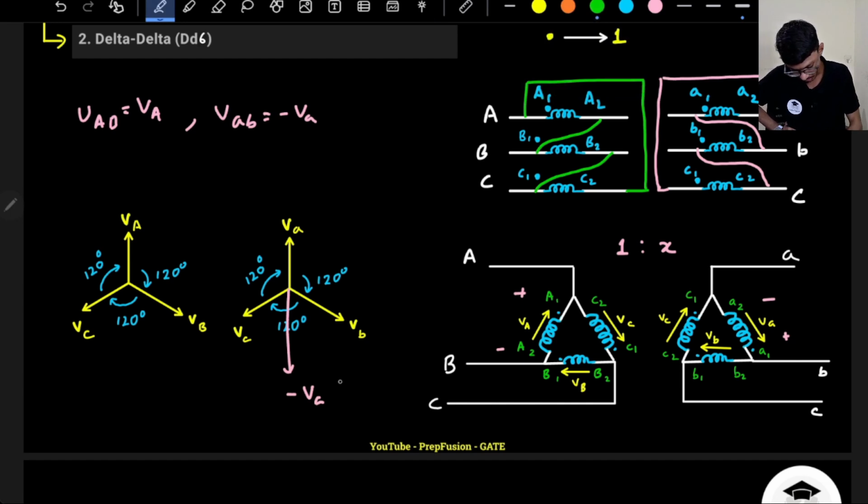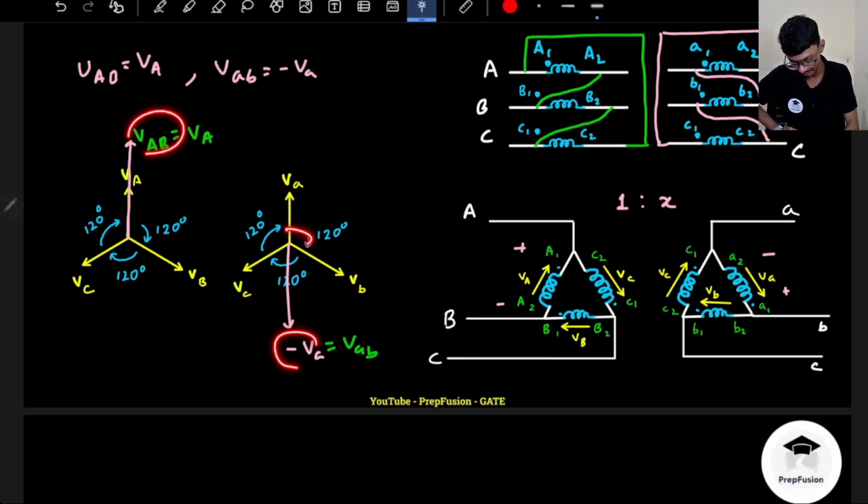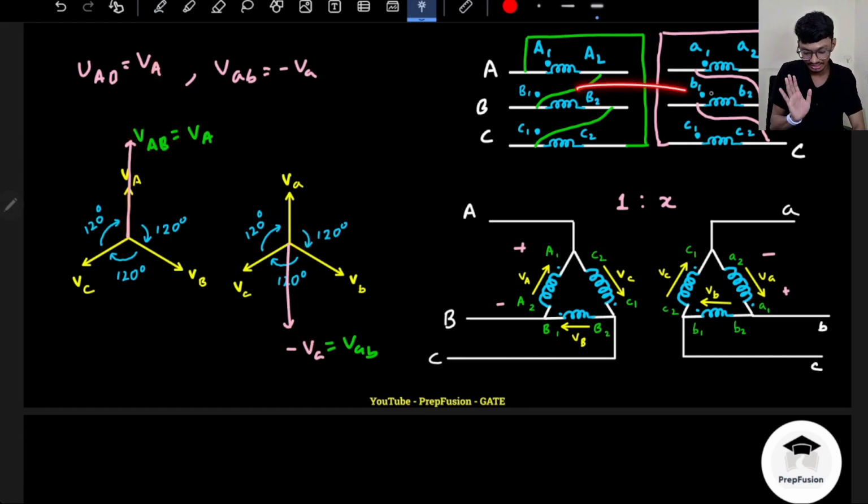So this is my small vab, and my capital VAB will be in the same phase as VA. Now it is obvious, right? It is so obvious that there is a phase difference between the line voltages of 180 degrees. This is on the top, this is on the bottom. So whenever the connection diagrams are totally opposite, there will be a phase difference, right?